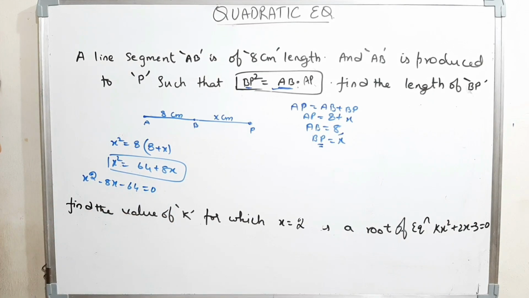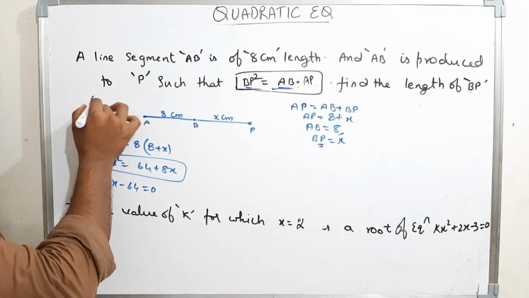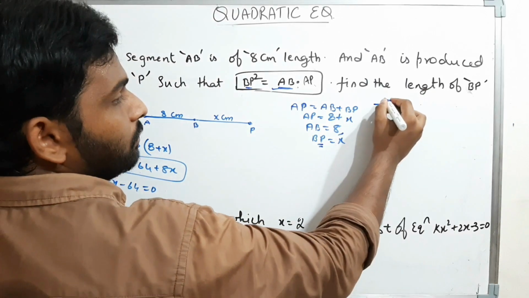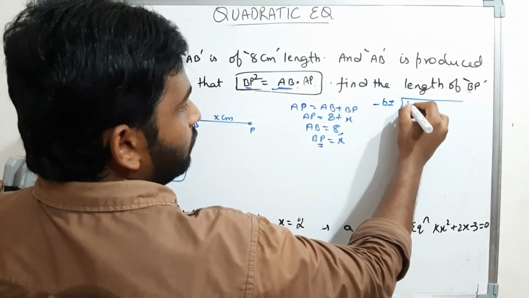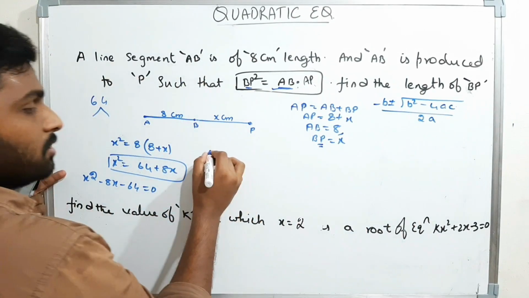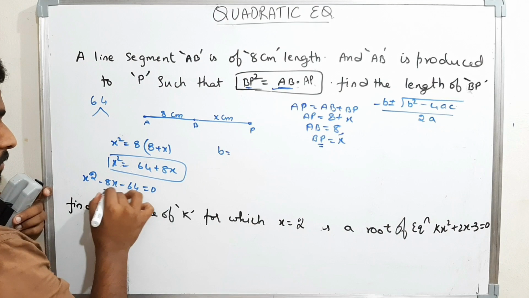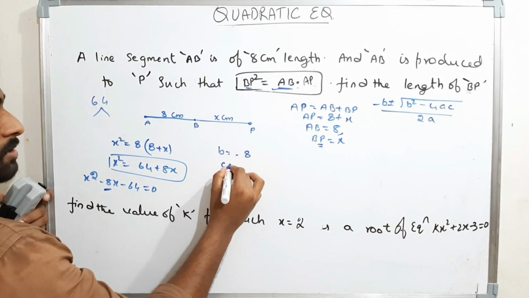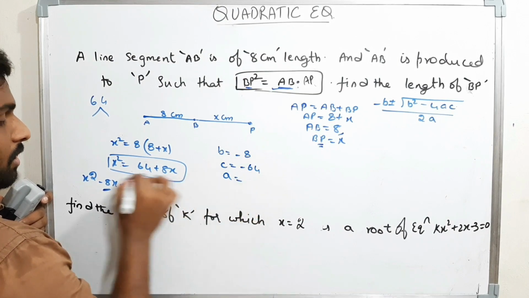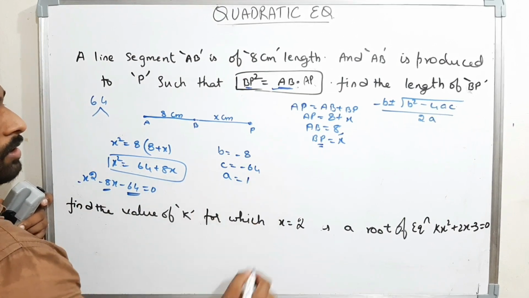Now, can I solve this by factorization? 64. No, we can't solve it by using factorization. Therefore, you have to solve it by using only the formula. What is the formula? Minus b plus or minus root of b square minus 4ac by 2a. What is b? b is minus 8. What is c? c is minus 64. What is a? a is 1. Just keep these values there.